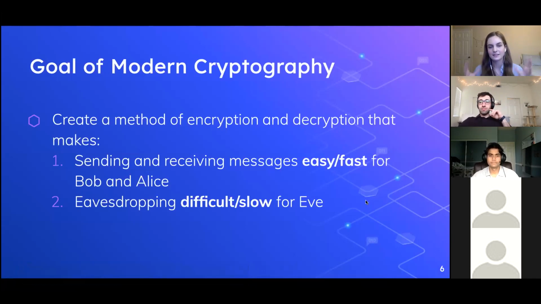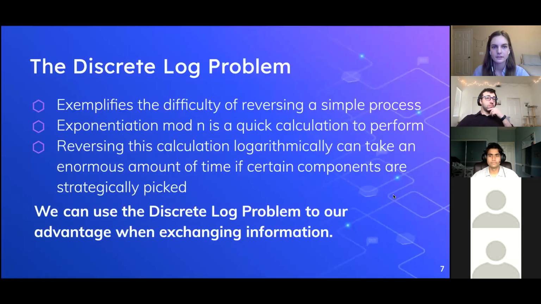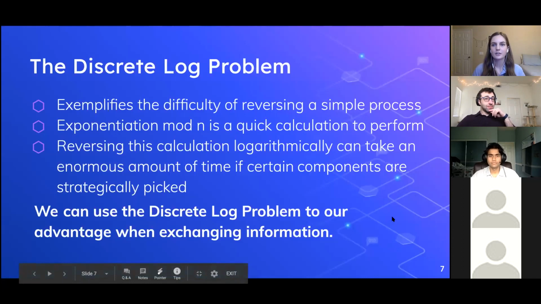So I guess that now brings up the question: what is our goal for modern cryptography? We want a way, again to reinforce, for Alice and Bob to be able to send and receive messages that is easy and fast. But if Eve is trying to eavesdrop and get in the middle of this conversation and find out what the messages are, it's going to be very difficult and slow for her. And that's exactly what the discrete log problem's purpose is.